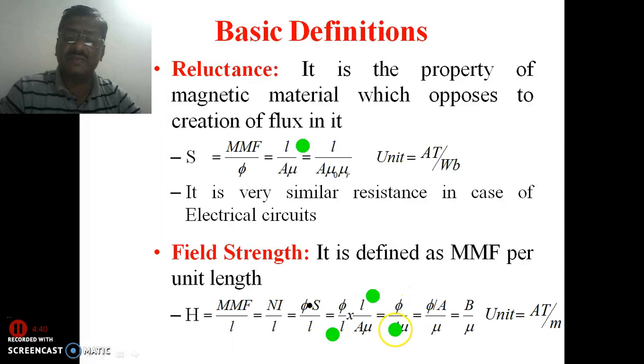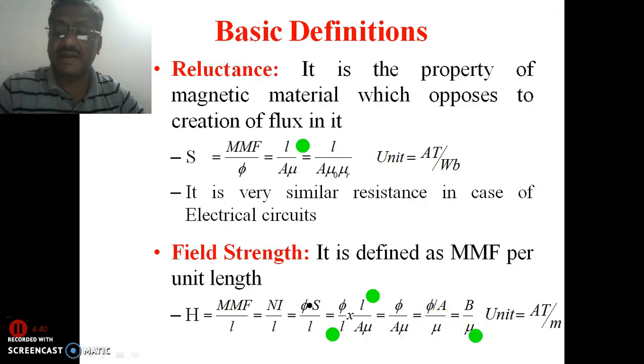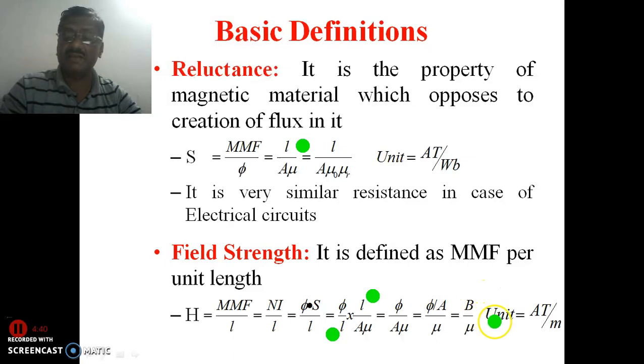Readjusting the terms of this phi and A, phi by A is nothing but the flux density, which is B, and mu is the permeability of that magnetic path. Here its unit is ampere turns per meter, taken from the basic definition. MMF is measured in ampere turns, and L is the length, measured in meters. That's why its unit is ampere turns per meter.